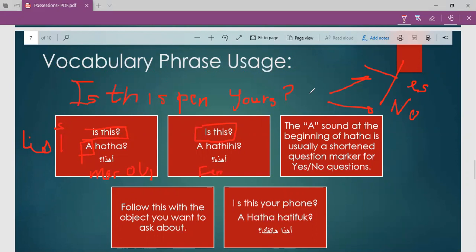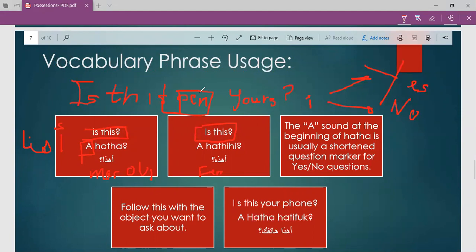So what is the a sound at the beginning? The a sound at the beginning of ahada or ahadhi is usually a shortened question marker for yes or no questions. So this a sound is a marker for yes or no questions. This is very important for the online quiz. What do you put after ahada or ahadhi? Follow this with the object you want to ask about. Is this pen yours? So I'm asking here, for whom is this pen?